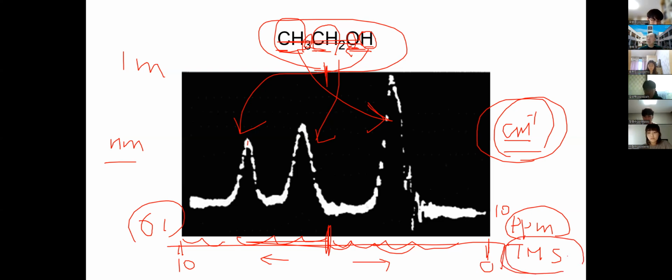Silane is an electropositive element. That's why it provides more electrons. With more electrons around, they have low ppm. With low electron density, they go to high ppm. With more electrons, those electrons are shielding that atom. We call this area shielded. This area is de-shielded. Okay.